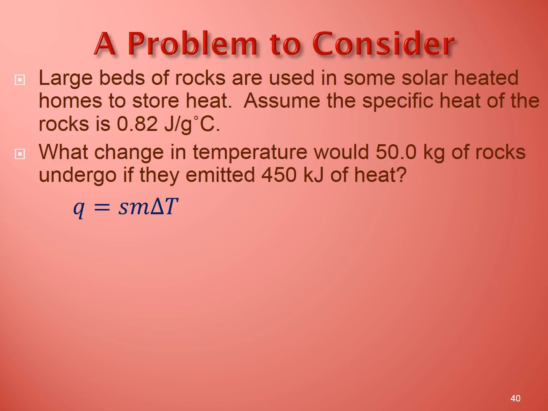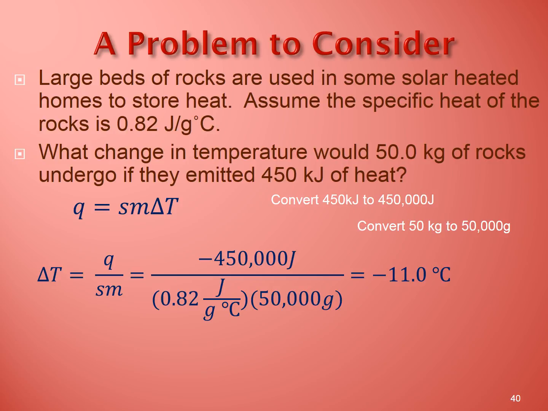So for units to cancel, you need to make sure that they're all in the same unit. The first thing I would do is convert the kilojoules to joules. 450,000 joules of heat is given off. Convert the 50 kilograms of rocks to 50,000 grams of rocks. I now plug it in. So we're solving for delta T, which is Q over S M. This time, because the heat's being given off, I made that a negative number, 450,000 joules, divided by the specific heat, divided by the mass, and I get a negative 11 degrees Celsius.